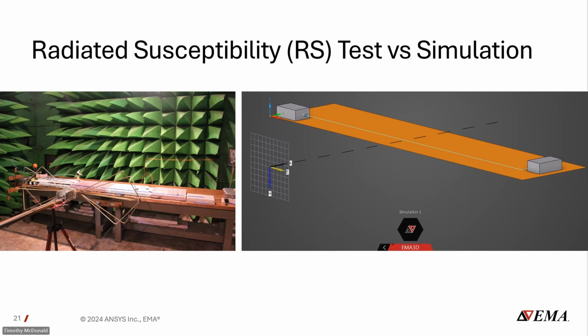Essentially, we have a horizontally polarized electric field being sent towards this cable, which is stretched between two boxes and has a current probe at the top up here, which is a little challenging to see. But this basically allows us to capture both the radiated and conducted effects on the cable. The results of this can be seen in the next slide.